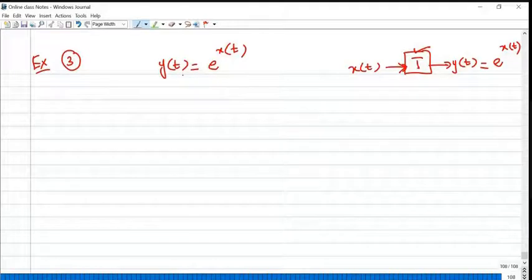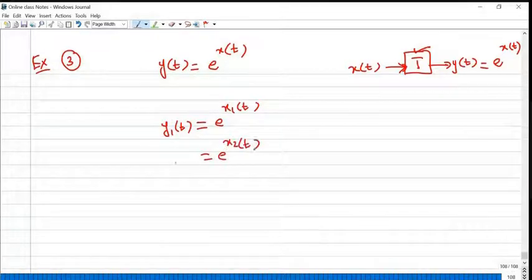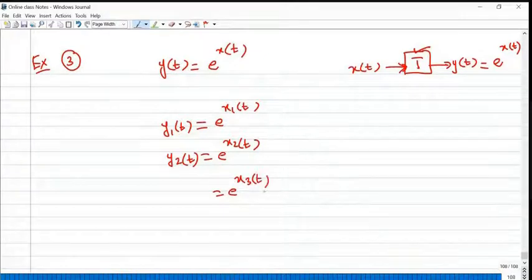Now we have to check whether that particular system is a linear system or non-linear system. Very simple thing. Let's assume our input is x1 of t, the system response is y1 of t. Let's assume our input is x2 of t, at that time the system response is y2 of t. Assume the system input is x3 of t, where x3 of t equal to a x1 of t plus b x2 of t. And our system output should be y3 of t, which is a y1 of t plus b y2 of t.